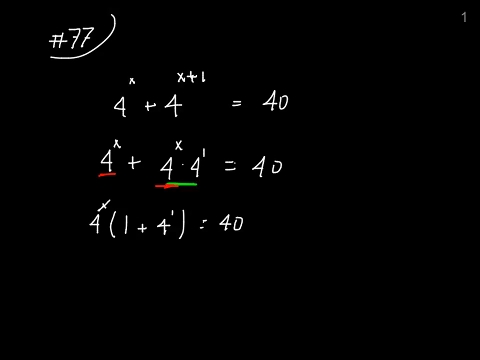Now inside the bracket I can simplify that to 5 because obviously 1 plus 4 is 5. So really what I have is 5 multiplying 4 to the power of x. And that's equal to 40. Now dividing both sides by 5 so I can isolate my 4 to the x, I get 8.